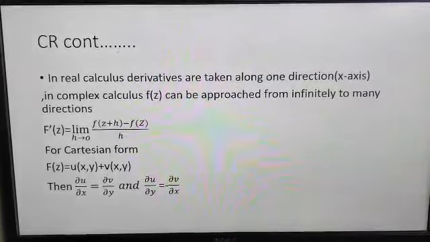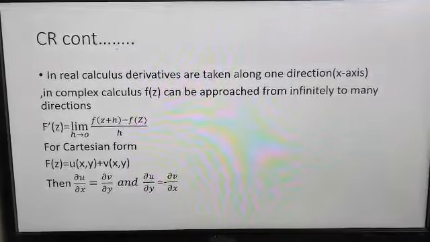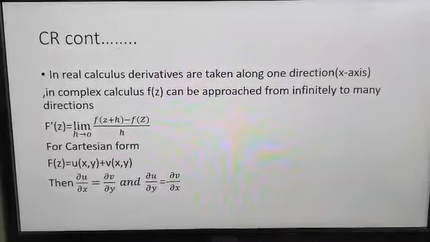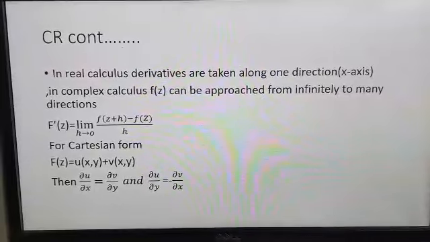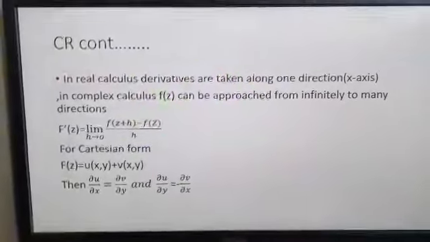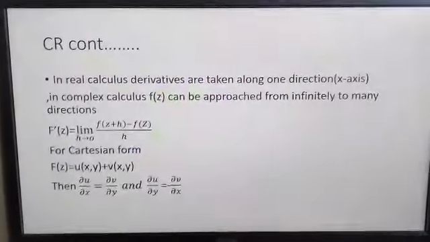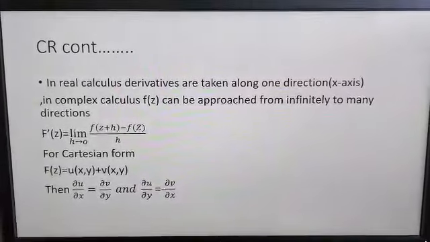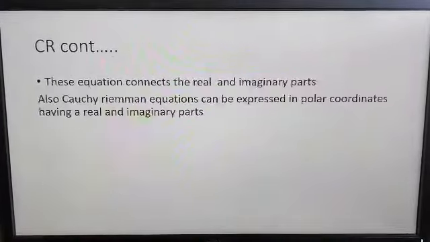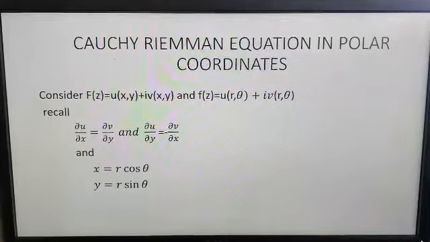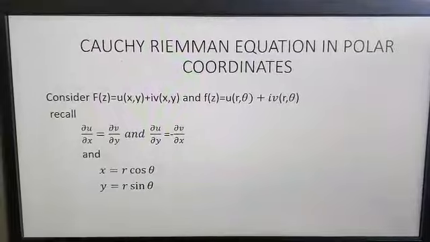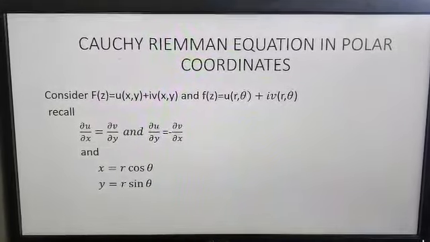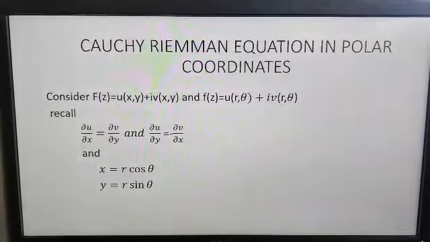Then f of z having both u and v. Then the Cauchy-Riemann equations: the partial of u with respect to x equals the partial of v with respect to y, and the partial of u with respect to y equals the negative of the partial of v with respect to x. Consider this one. This is an equation of f of z having u as a real part and v as an imaginary part.